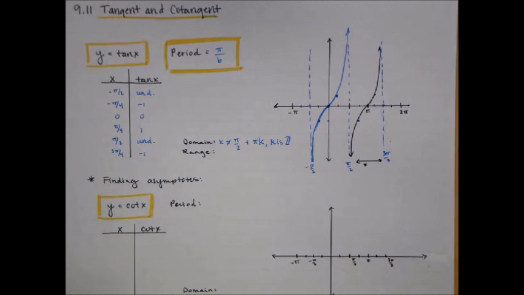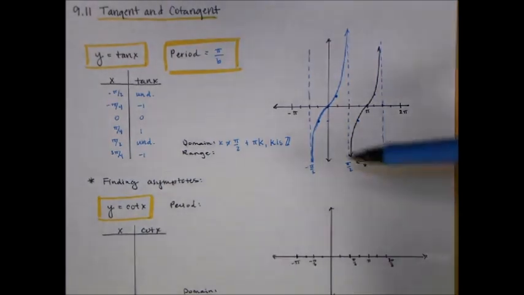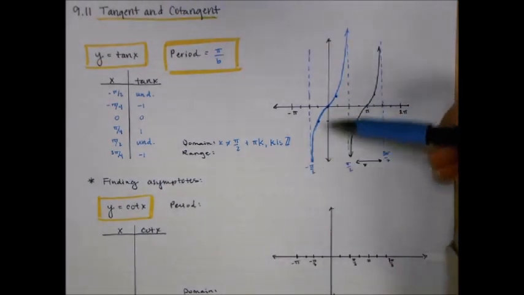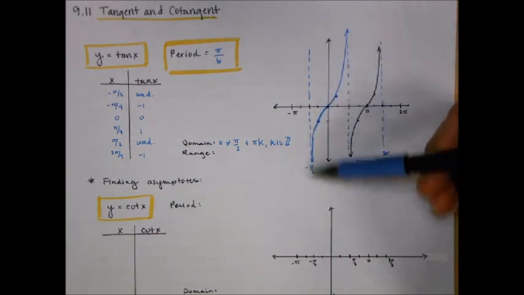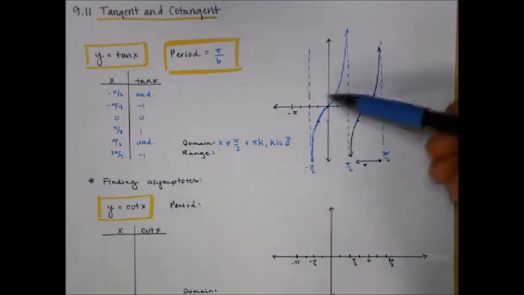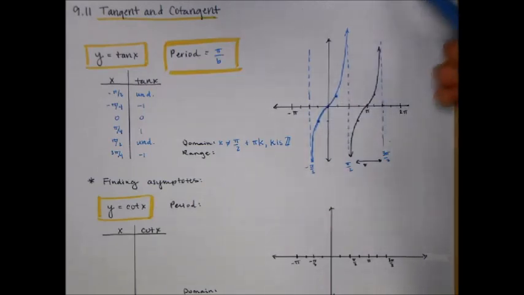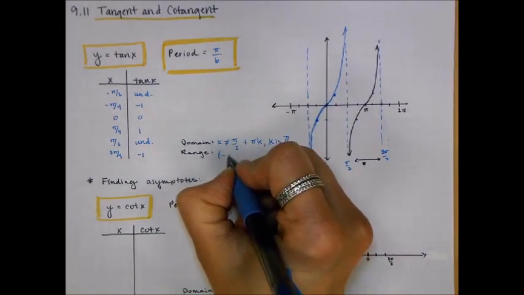So looking at the range and the y values, that would be all of these outputs here. You'll notice that we're getting all of the values out here. So all the negatives, 0, all the positives, and our range is going to be all reals.